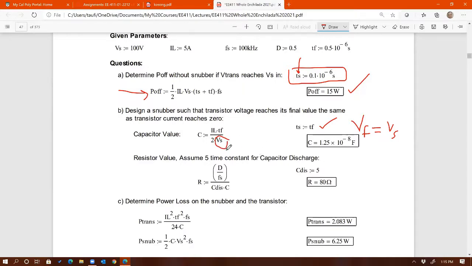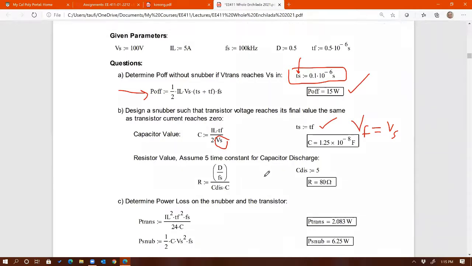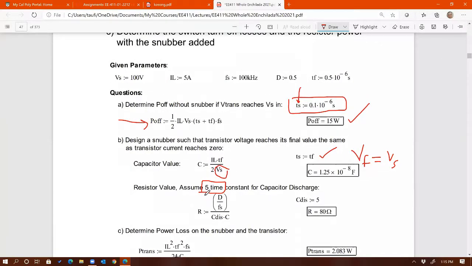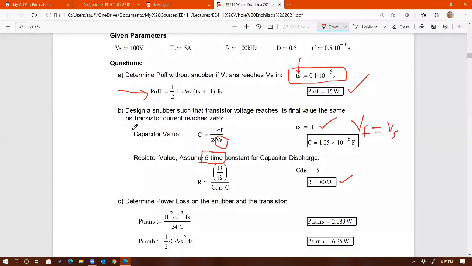Okay. So from there, I get the capacitance value, 1.25, or in this case, 12.5 nanofarad, right? And then for the R value, I get for 5-time constant. I didn't actually provide that in the problem statement, but I'm assuming it's 5-time constant. If that's the case, then I get 80 ohms for snubber resistor. Any question on this part right there, part B?